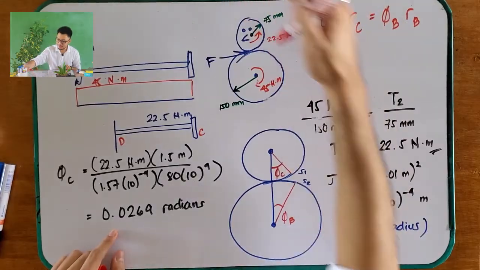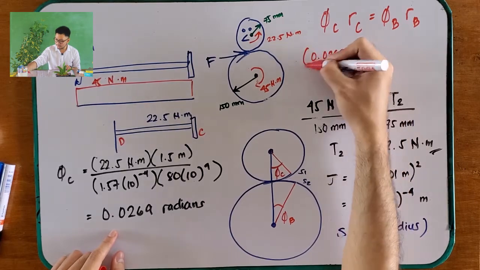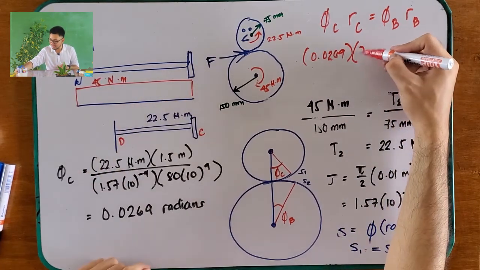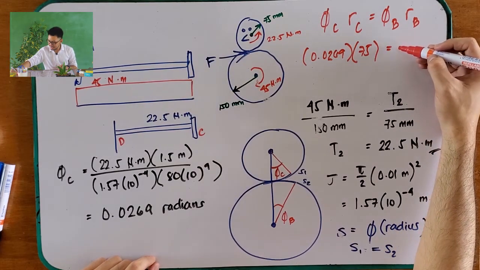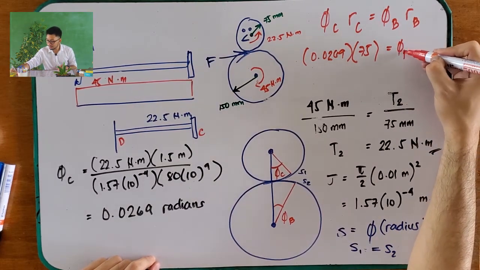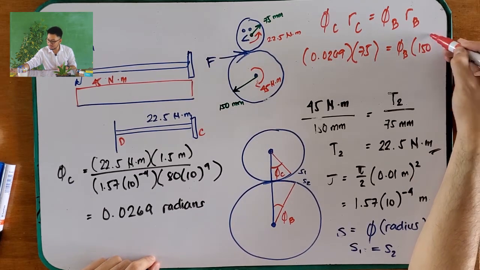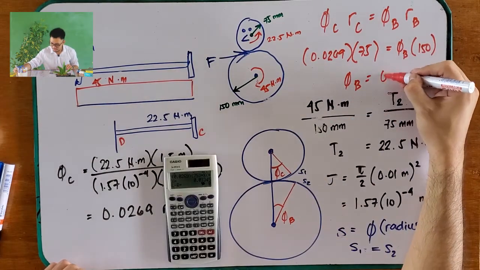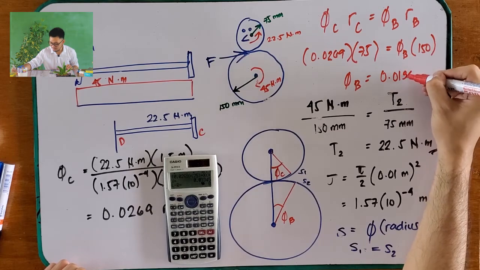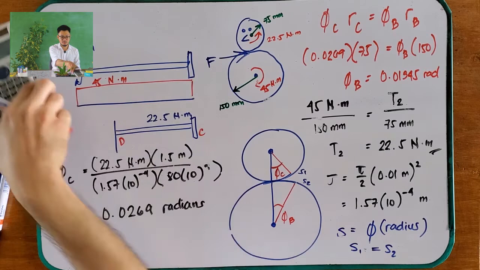Okay, and what is your phi C? Your phi C is 0.0269 multiplied by the radius of C, which is 75 millimeters, is equal to phi B, which is, we don't know, and your RB, which is 150 millimeters. So therefore, you will get your phi B as 0.01345 radians. Okay? Diba? Easy breezy.